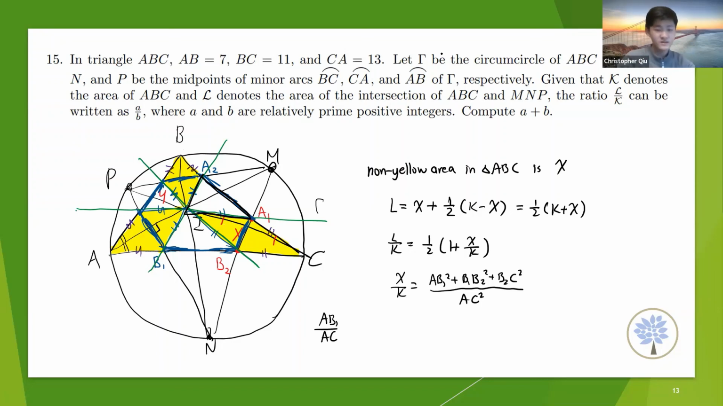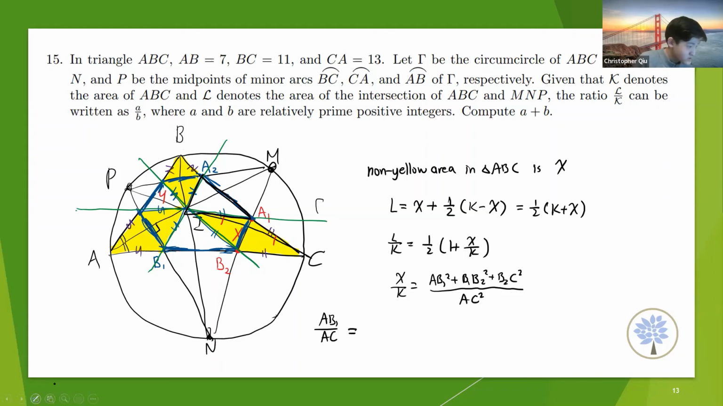Okay, so let's continue. So what we have here is we want to find AB1 over AC, B1B2 over AC, and B2C over AC. So how do we find these quantities, these ratios? So firstly, AB1 over AC, let's try to find this. So how can we find this?